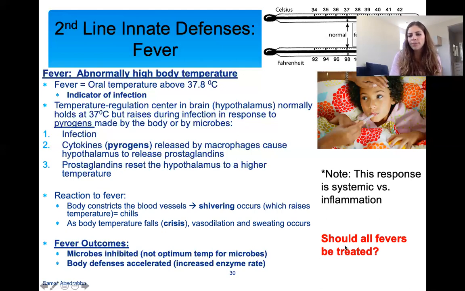Should all fevers be treated? This is a very important question in medicine that people deal with all the time. If a child has a fever or an adult has a fever, should you let them have a fever? Should you treat it right away? And the thinking right now is a short-term fever, of course, you need to check situation by situation, should be left on its own because it's your body's way of defending itself against different pathogens. But if a fever becomes long-term, then you should treat the fever because it can start harming things in your body. But initially, fevers are good.